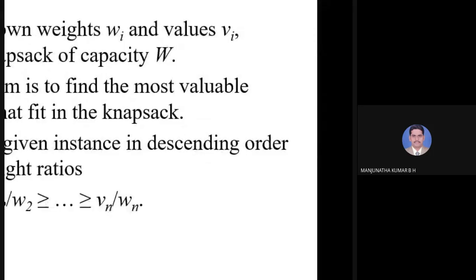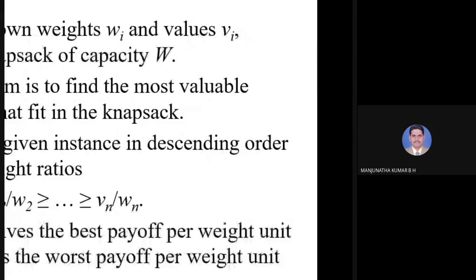This is how the value to weight ratio is calculated. If V1 is the value of the first item and W1 is the weight of the first item, calculate the ratio. Again for the second item also calculate the ratio, and so on for the nth item. Arrange all the items in descending order of their value to weight ratio, so that the item whose value to weight ratio is maximum comes first in the list.